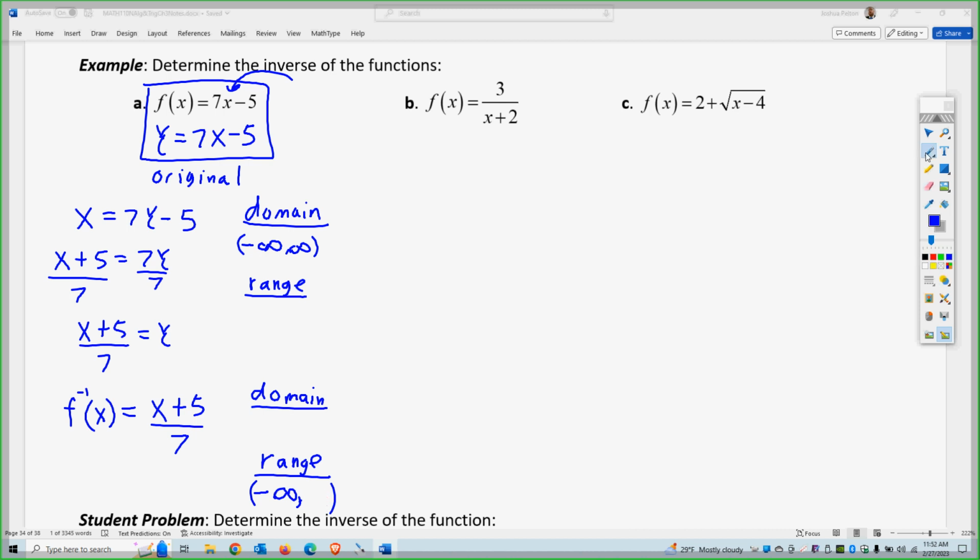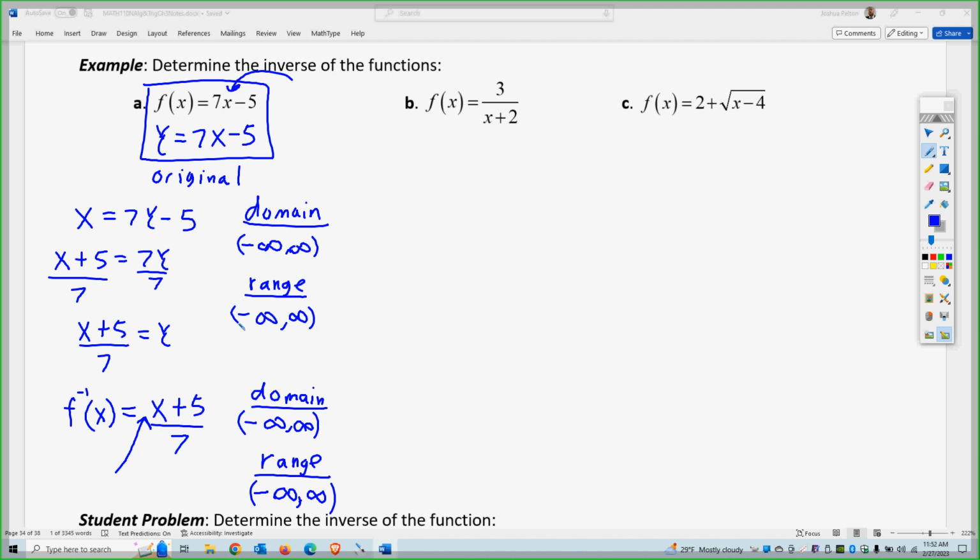Okay, and conversely, the range of the function is the domain of the inverse, and there's no restrictions as to what I can plug into here. I can plug a positive number, a negative number, a 0, doesn't matter. So that is my domain here. So as a result, that's my range here, which makes sense. It's a line going in both directions infinitely, so it goes forever up, forever down, forever left, forever right. Okay, so let's try the next one.